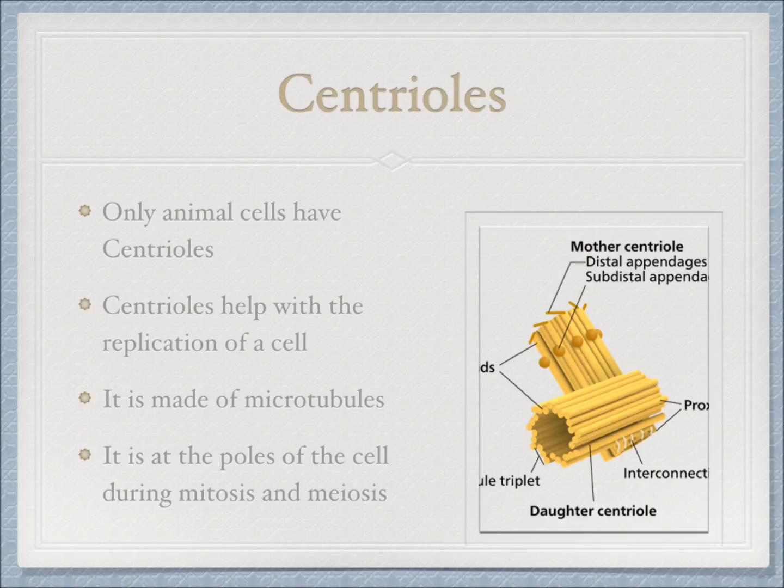Centrioles. Only animal cells have centrioles. Centrioles help with the replication of a cell. It's made of microtubules, and it's at the poles of the cell during mitosis and meiosis. In the picture, you can see that there are two centrioles, a daughter centriole and a mother centriole, and they both have a barrel shape.